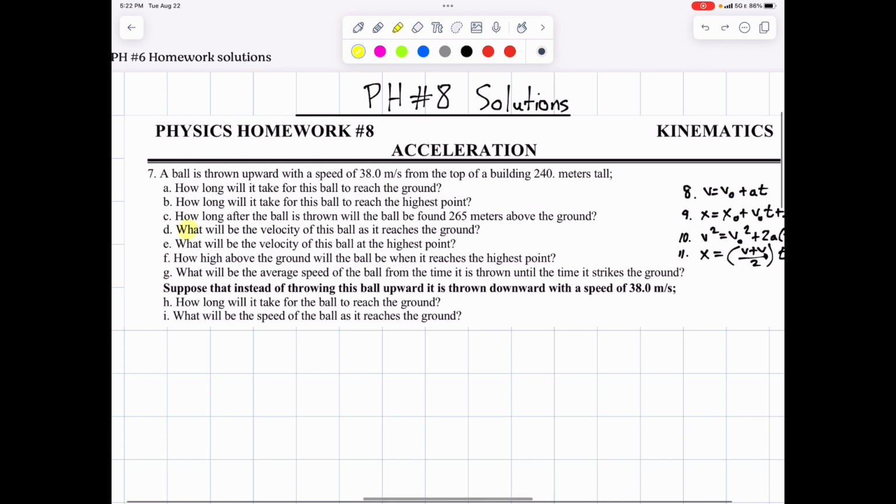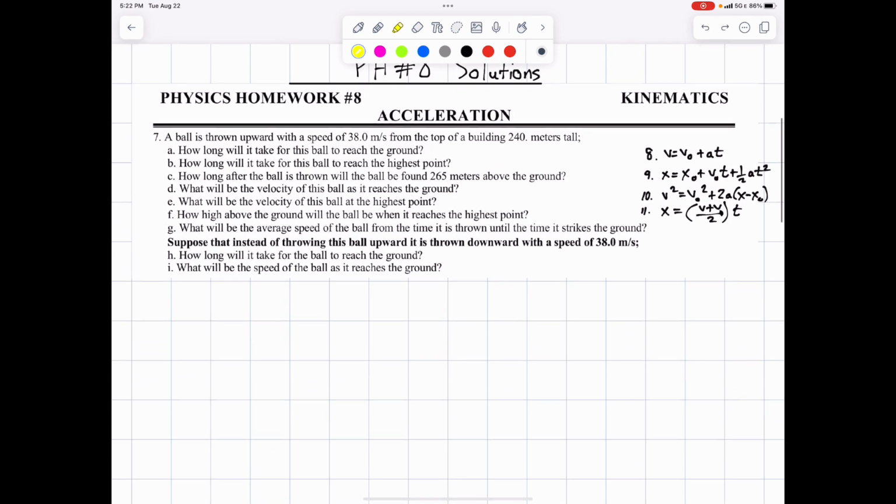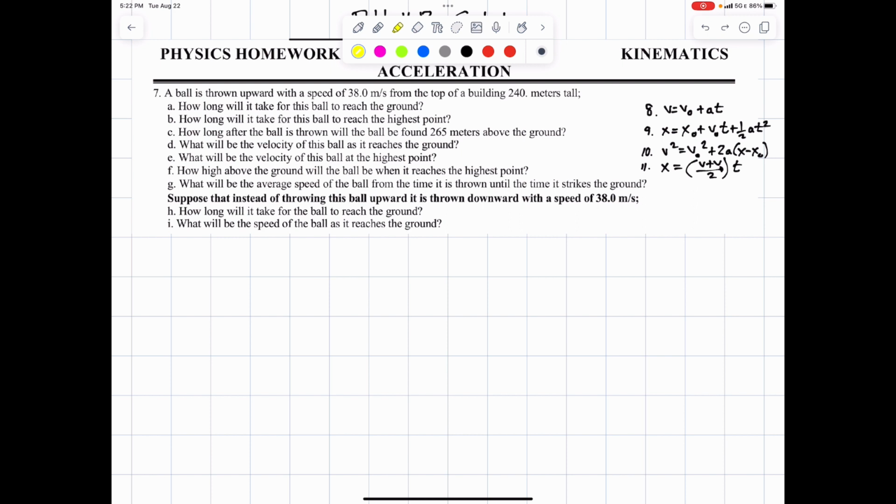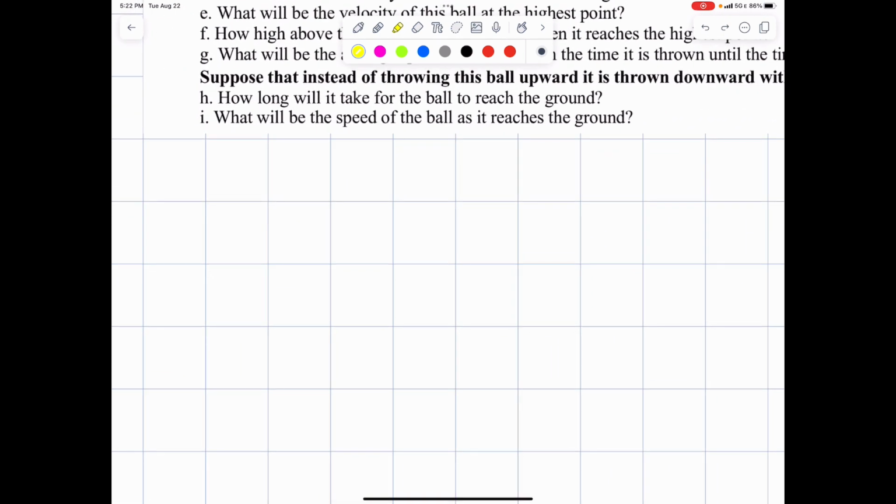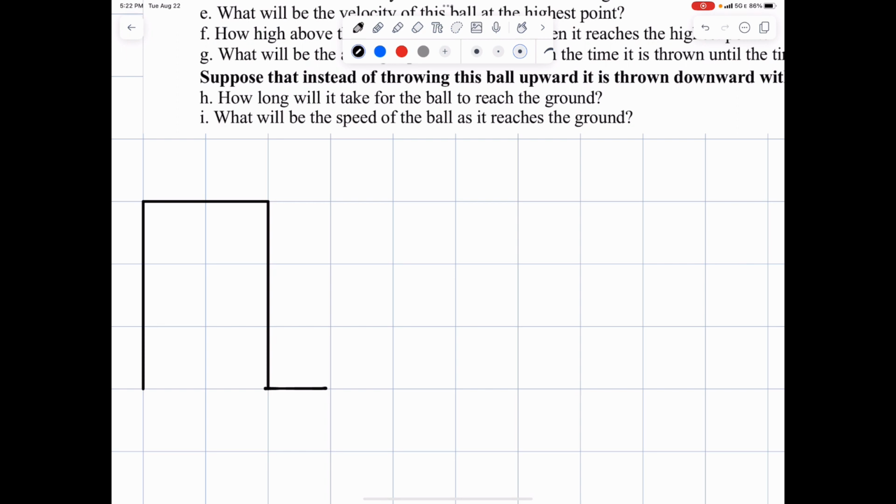Number 7. It says a ball is thrown upward with a speed of 38 meters per second from the top of a building 240 meters tall. Let's draw a picture of this. So we have our building. Here's us. Throw a ball up, and then it's going to come back down again. So that's the gist of the picture.